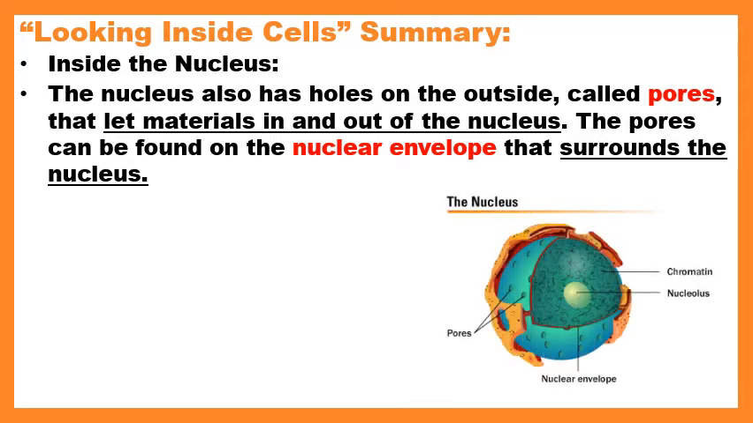So let's look at a picture. The nucleus also has holes on the outside called pores, just like pores in your skin, that let material in and out of the nucleus. The pores can be found on the nuclear envelope that surrounds the nucleus. So the nuclear envelope is just a fancy word for the covering of the nucleus, and within that covering there are holes, and this lets things get in and out of the nucleus. Most importantly, it lets genetic material get in and out of the nucleus. Okay, so here are the pores, and here's the nuclear envelope on our picture.